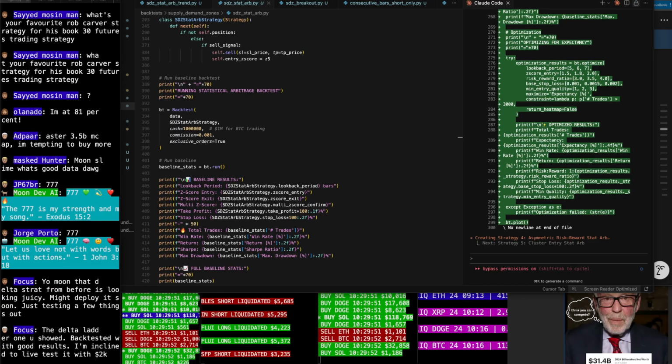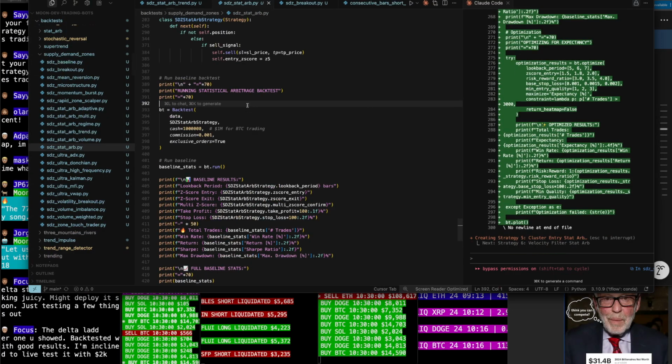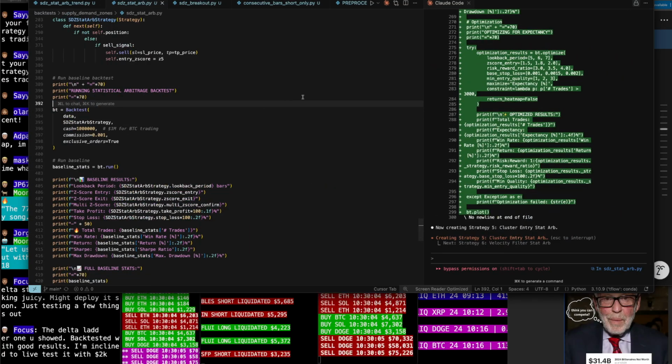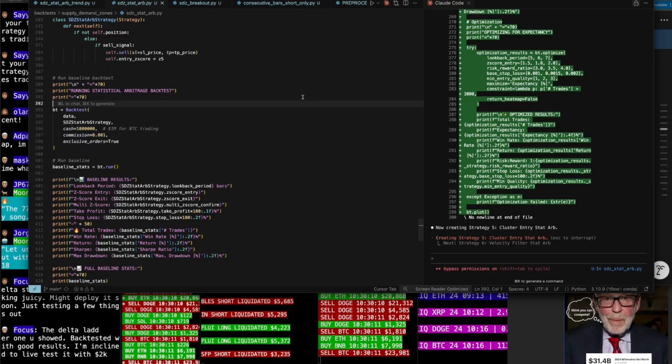The Delta ladder one you showed. Oh, nice. Backtest with good results. I'm inclined to test live with 2K. I gotta find that one, Delta ladder. Damn, see, that's what I love about showing this stuff, dude, is that I can't even take action on everything. So I can show everything and people can take action on things that I can't even take action on. So that's fire. Teamwork makes the dream work.